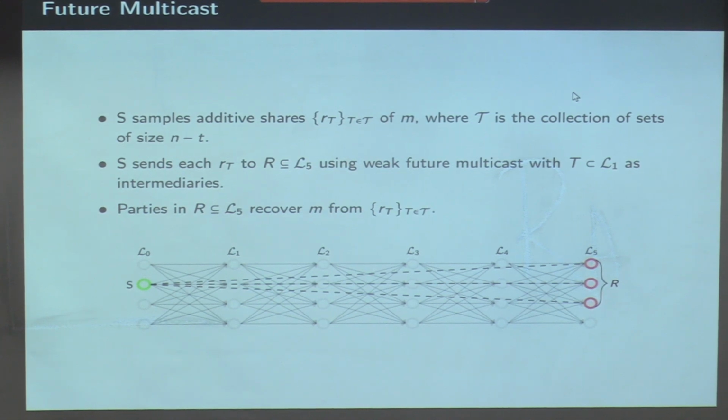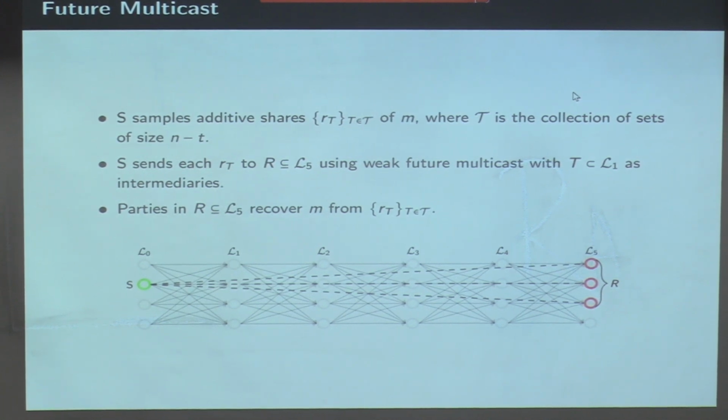So like I was saying, once you have weak future multicast, you can do future multicast. The concrete plan is as follows. The message has been additively secret shared into several of these shares, one for each set of intermediaries. And you know that if the sender is honest, all these R_T's are going to reach these parties correctly. But there is at least one of these sets T that is completely uncorrupted. So that particular additive share would not be revealed to the parties. So this remains secure, and consistency is arranged by the weak multicast and so on.